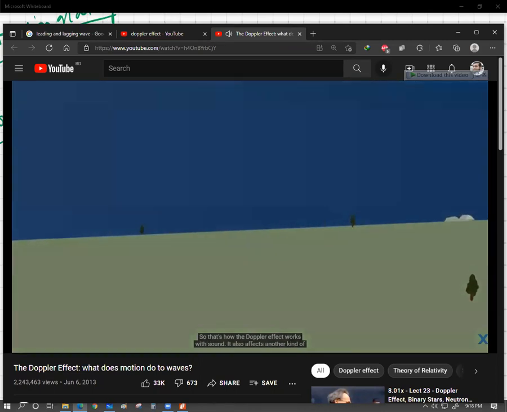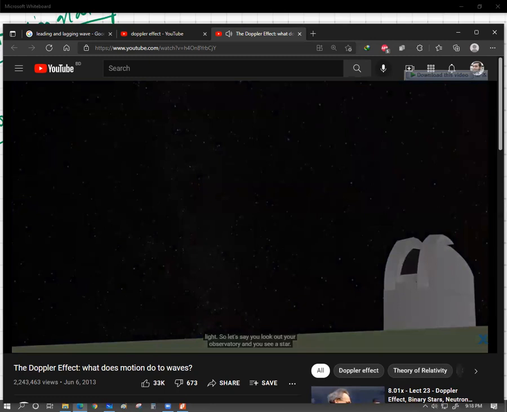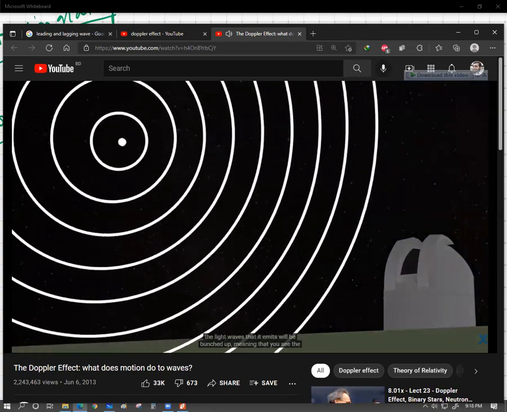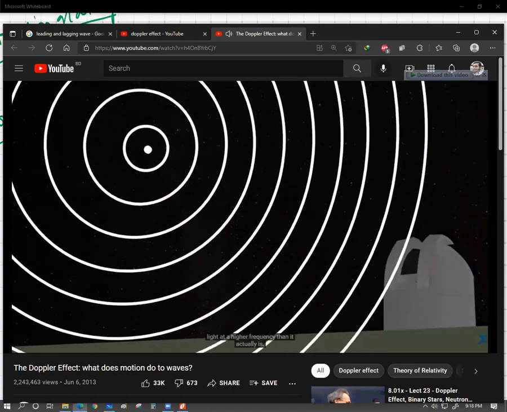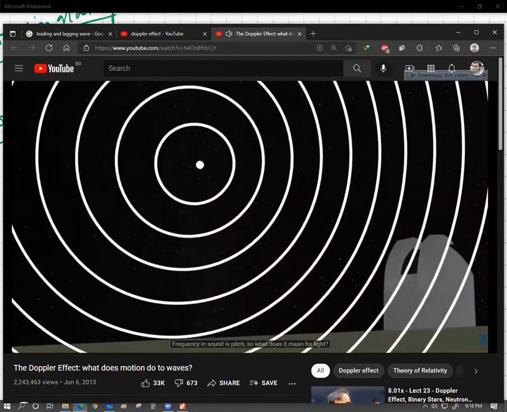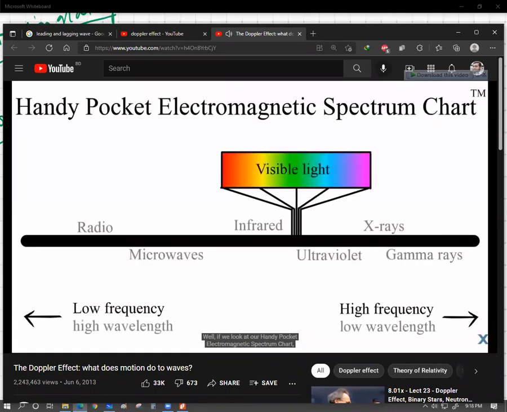It also affects another kind of wave, light. So let's say you look out your observatory and you see a star. Just like the car's sound waves, if the star is moving towards you, even just a little bit, the light waves that it emits will be bunched up, meaning that you see the light at a higher frequency than it actually is. Frequency in sound is pitch, so what does it mean for light? Well, if we look at our handy pocket electromagnetic spectrum chart, we'll see that a small change in frequency for visible light will change its color. Higher frequency light waves means bluer light, and lower frequency light waves means redder light.